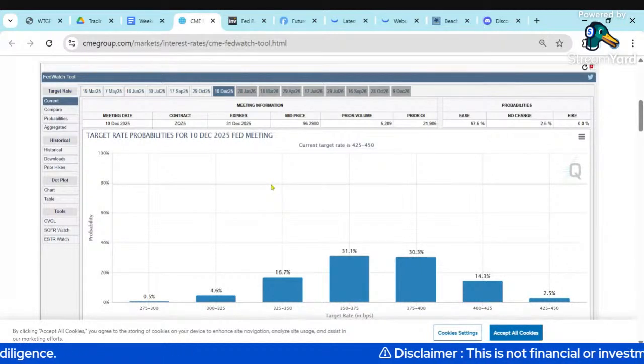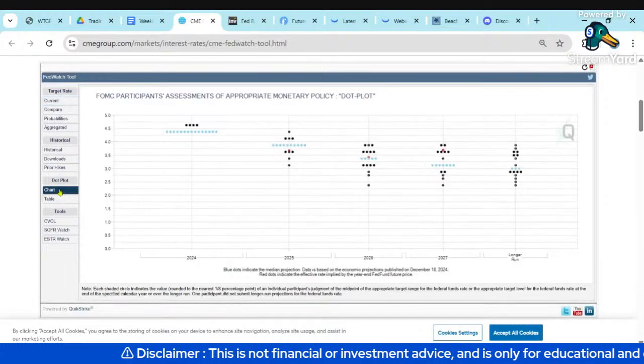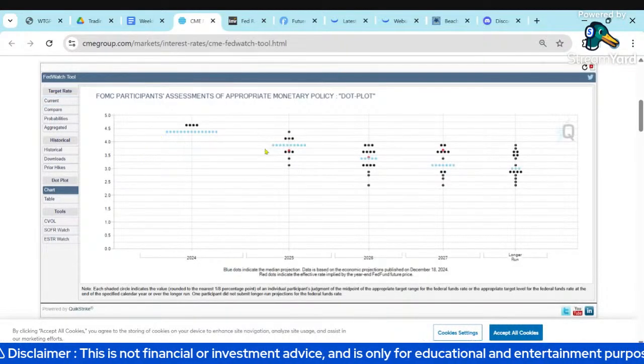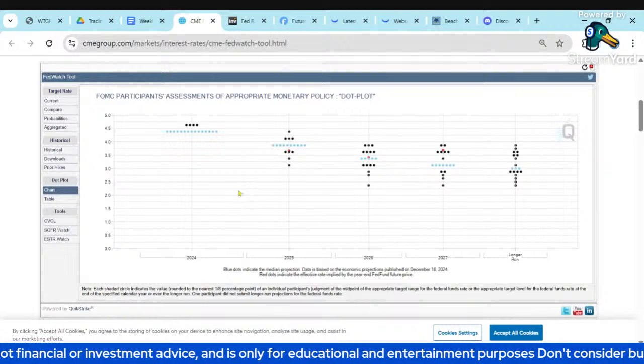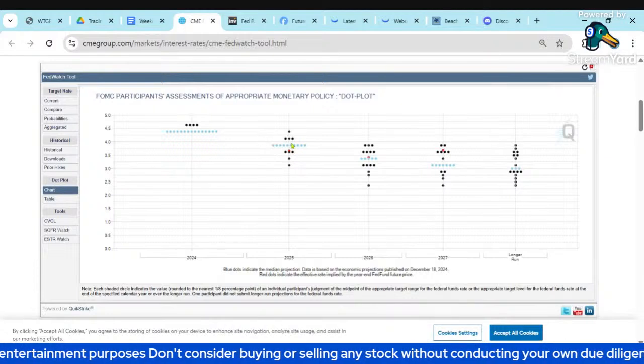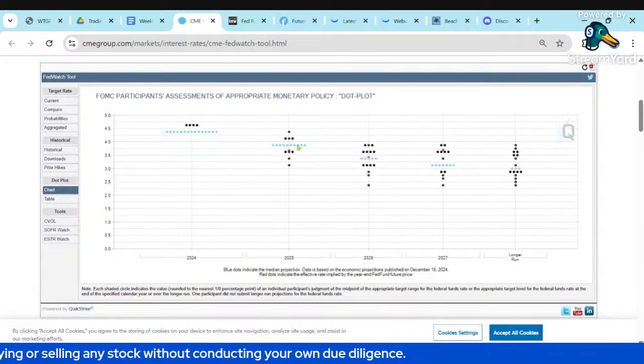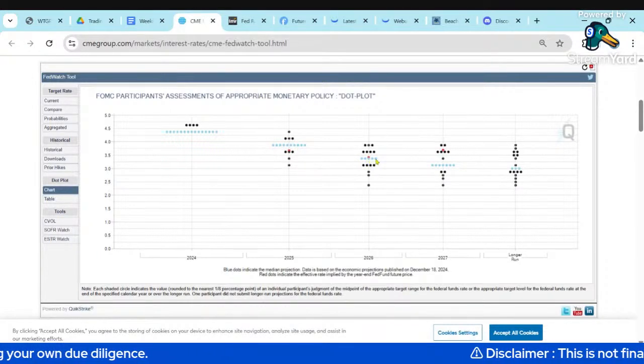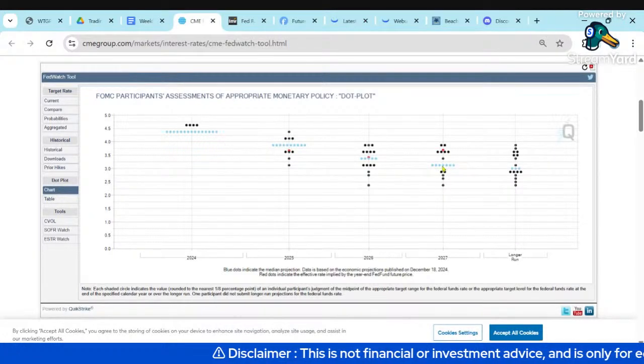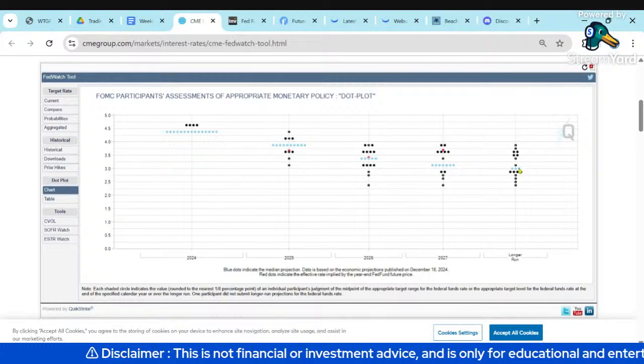Also in the CME FedWatch tool, you can see the dot plot, so we can see the chart, the previous dot plot. So again, we'll see if this moves up, see the expected interest rates from all the members of the FOMC, with the most probable in the middle. So you can see they were expecting below 4% in their previous dot plot, below 3.5 in 26, just above 3 in 27, and longer term flat at 3.